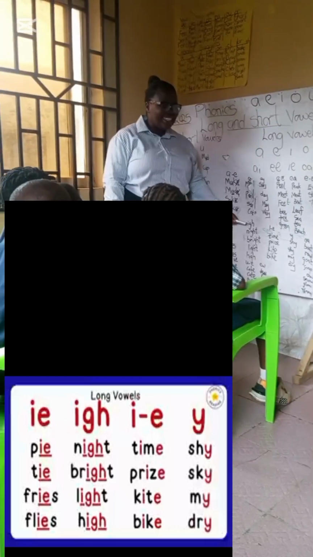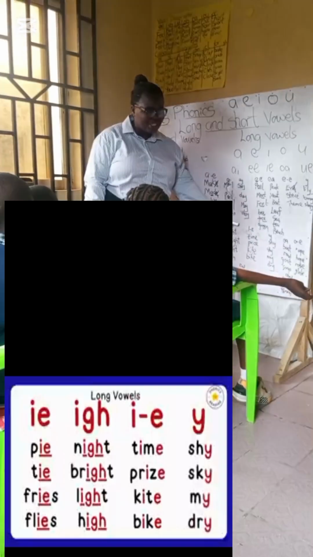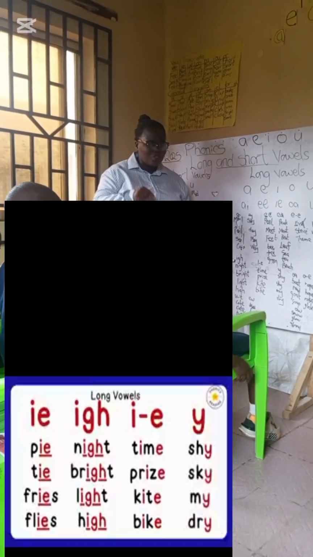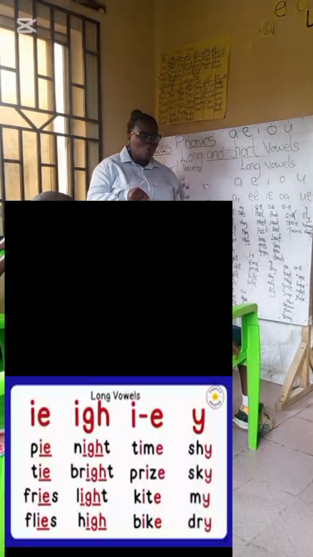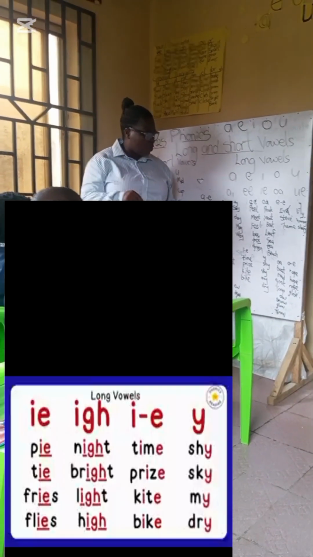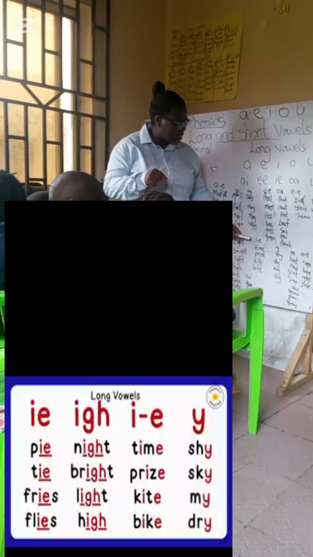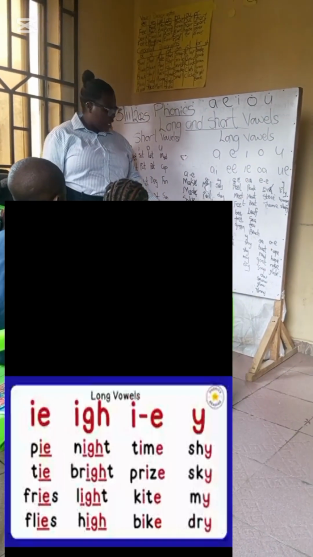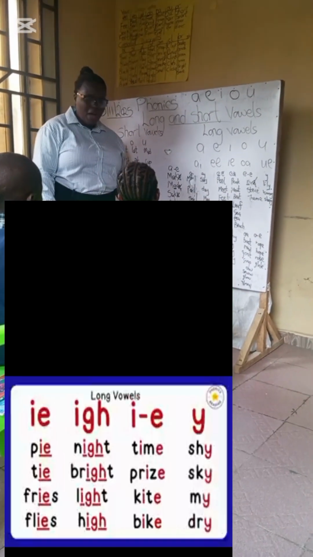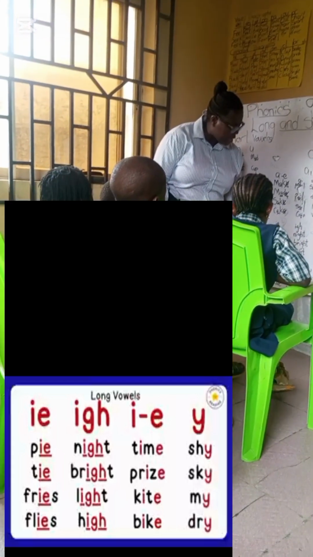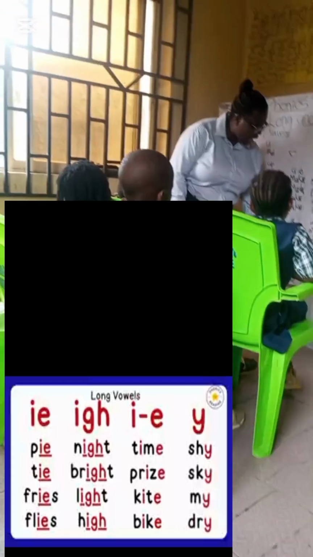Whenever you're saying a consonant before GH, take notes: it's going to take the name of the vowel. Whenever you're saying your I before GH, it's going to take the name of the vowel. Then we have other cases like I and E separately. Let's look at the examples. I as in pie, as in tie, as in fries, as in flies.